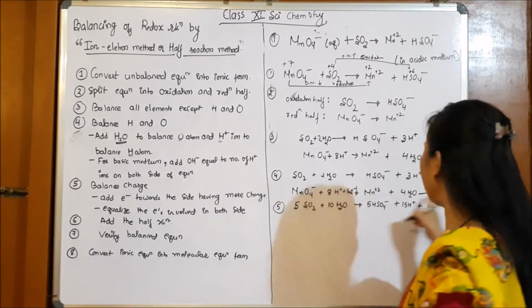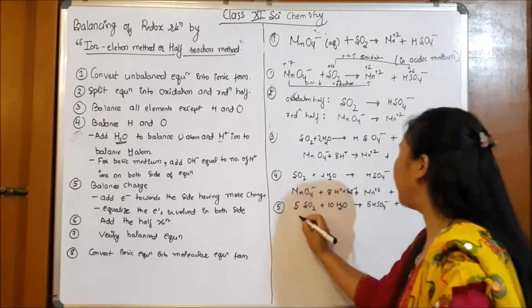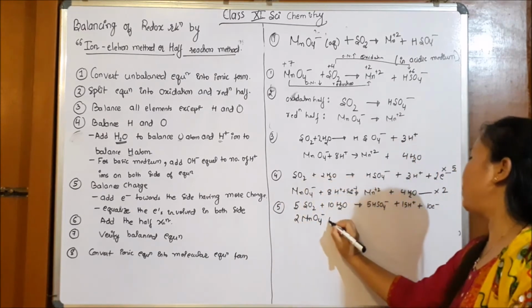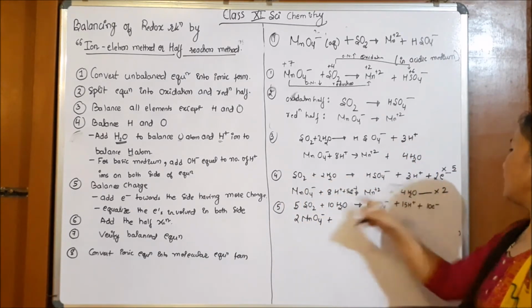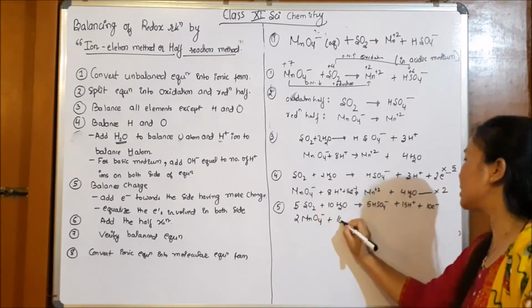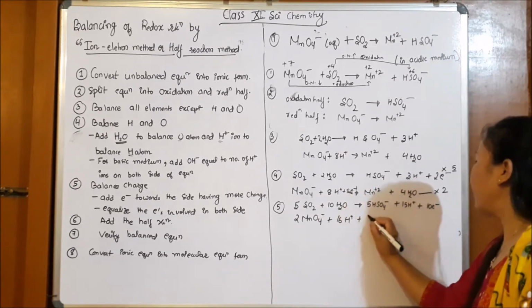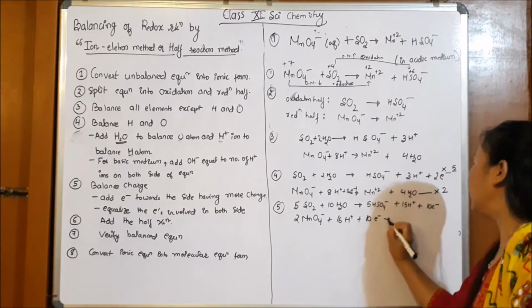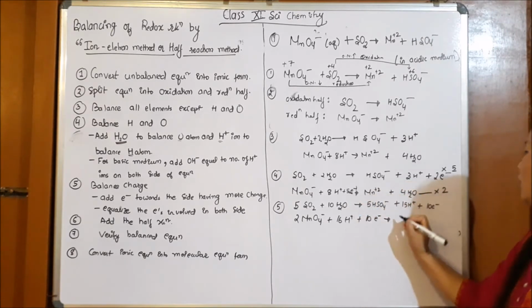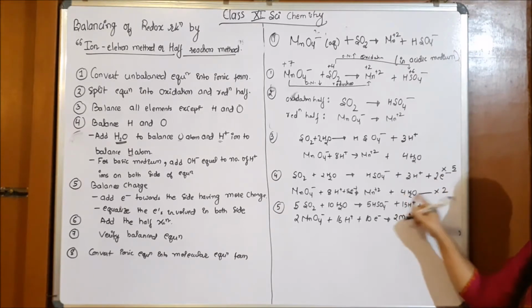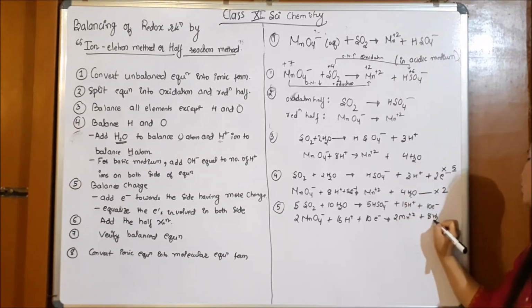भयो? र अर्को इक्वेसन के हुन्छ? 2 ले मल्टिप्लाई गर्यो. 2 MnO4 minus plus कति भयो? 16, right? 16 H plus र कति र 10, हैन? 5 into 10 electron. Then product side के हुन्छ? 2 Mn plus 2 and 8 H2O.